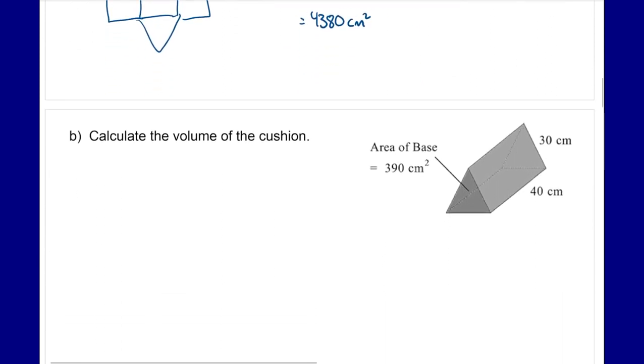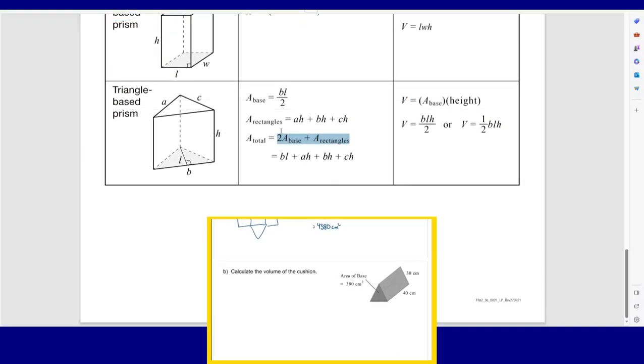Next, we want to find the volume. And again, we can go to our formula sheet and we have the volume: base times length times height divided by 2. And if we see on our diagram of the triangular base prism over here, we can match up those dimensions with what we have.